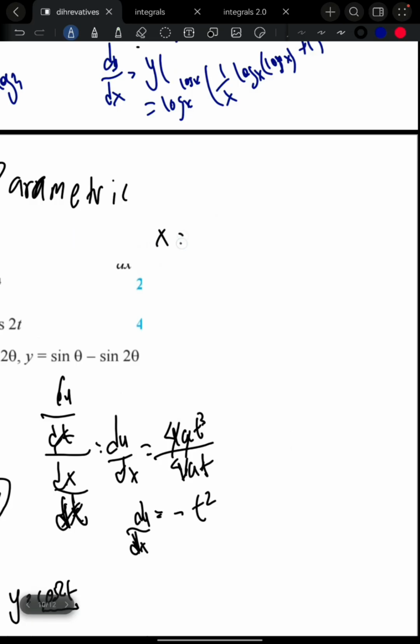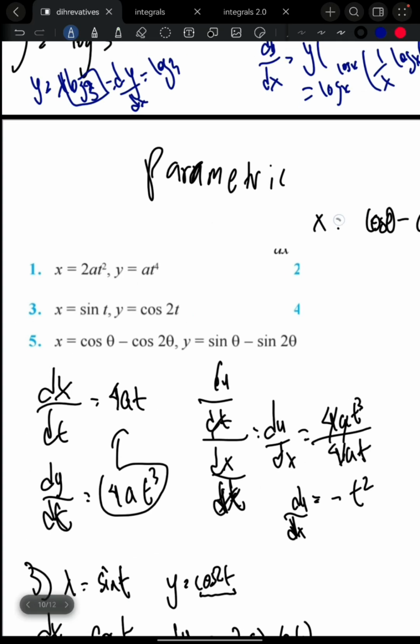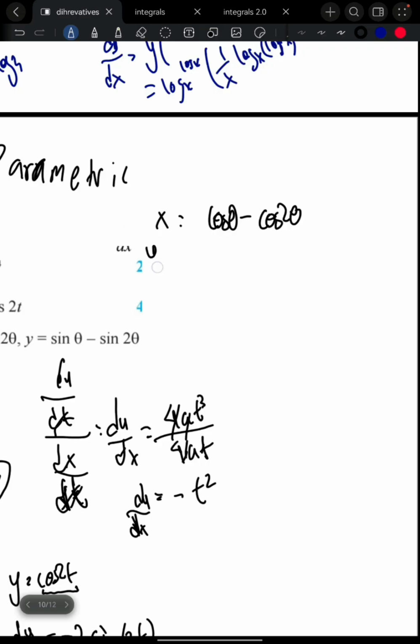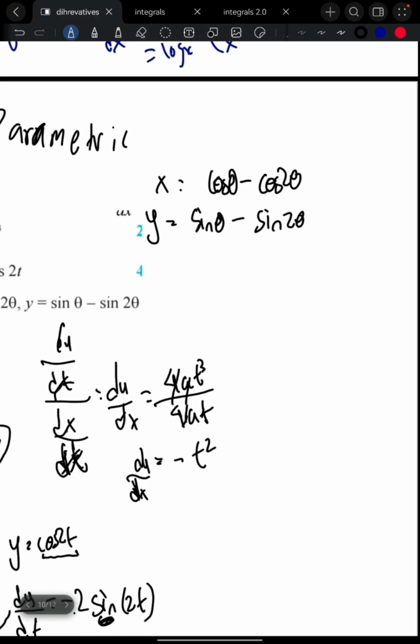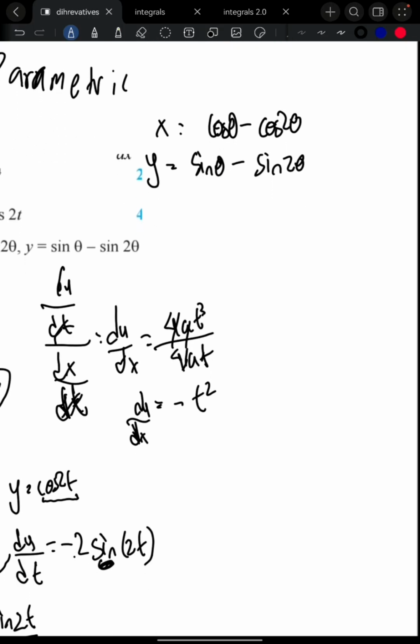x is equal to cosine theta minus cosine 2 theta, right? Okay, fine. And we have y is equal to sine theta minus sine 2 theta. Okay, let's find dx/d theta. Because look, the final goal is to do dy/d theta divided by dx/d theta. So these cancel out, so you get dy/dx, right? So let's find dy/d theta first.